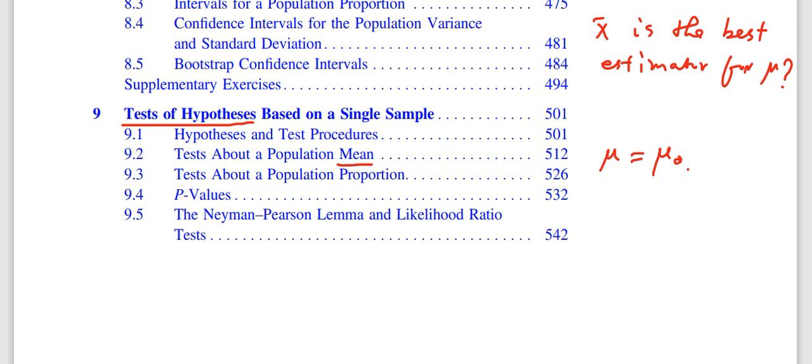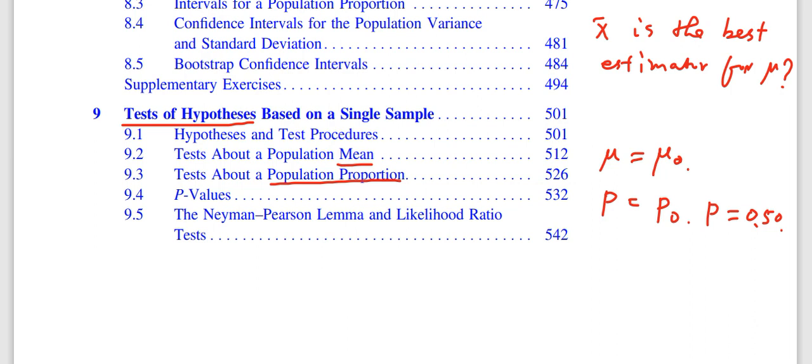We can also test about the population proportion, the percentage. Some people say the percentage for all people is p0, let's say 50% or 70%.